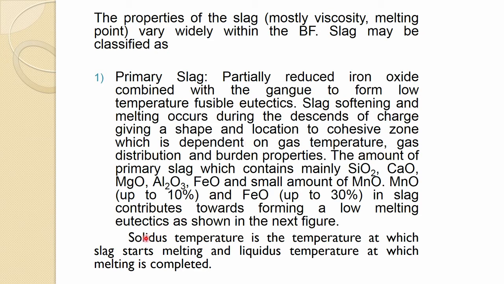Here of course, we have used the solidus and liquidus temperature. Usually, the solidus temperature is the temperature at which slag starts melting, and the liquidus temperature is the temperature at which melting is completed. So, the upper boundary of the cohesive zone is this solidus temperature, at which the slag starts melting, and the lower boundary of the cohesive zone is the liquidus temperature. After that, all of it is in liquid form, dripping down through the coke matrix.